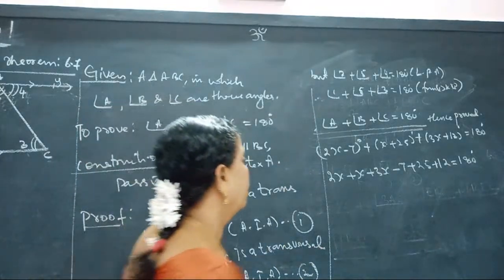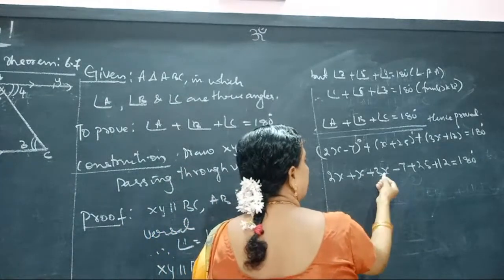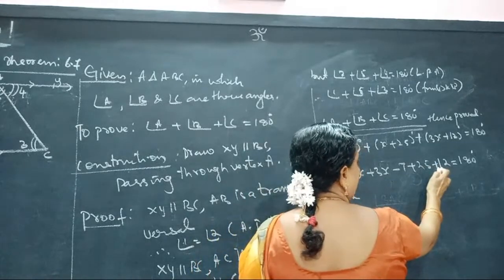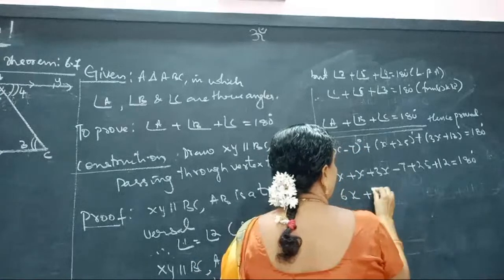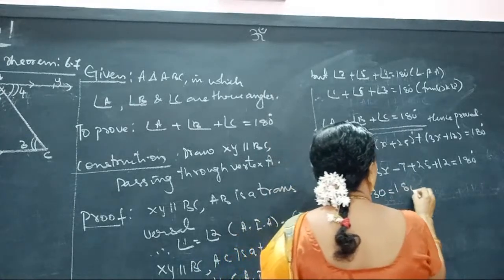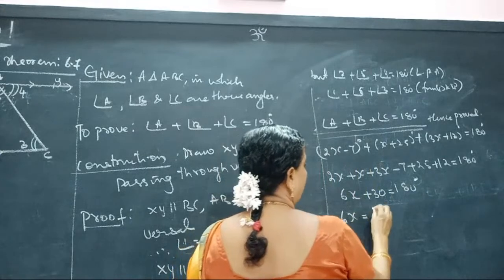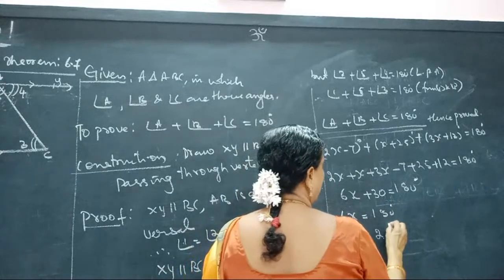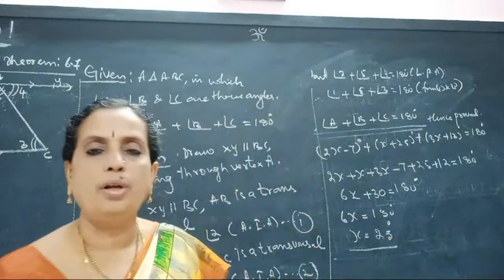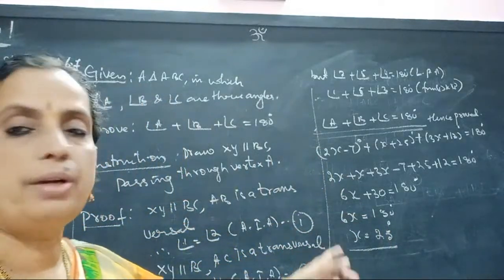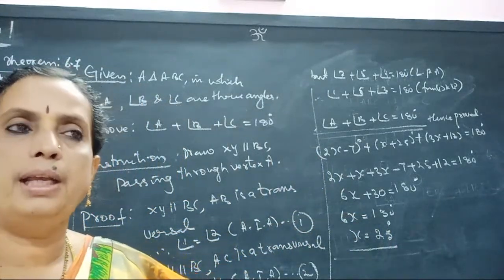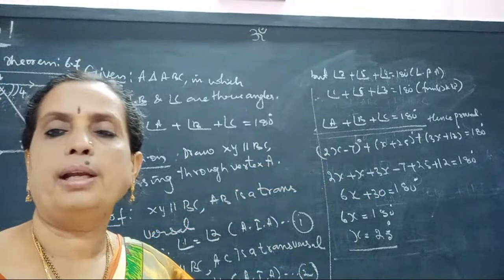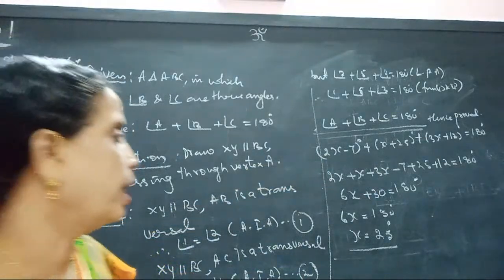add up and simplify. 2x plus x is 3x, plus 3x is 6x. 25 plus 12 is 37, minus 7 is plus 30, equals 180 degrees. 6x equals 150 degrees. x equals 25, since 6 twos are 12, 6 fives are 30. So we got the value of x as 25 degrees. When x is 25 degrees, if you substitute into angles A, B, C, you can get the measure of each angle of the triangle.